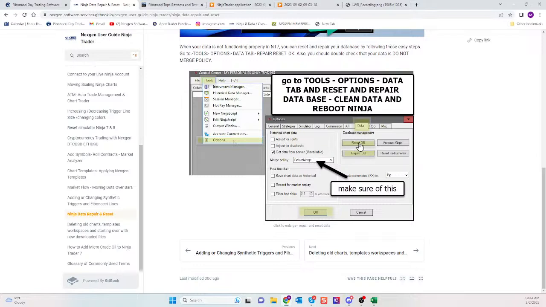You can reset your database. You can repair your database. Click OK, and then reopen, reconnect. And a lot of times that'll fix it too. That'll pull out any sort of corrupt data that you have. I would try this one before I completely rebuilt, and just see if that helps you out a little bit.